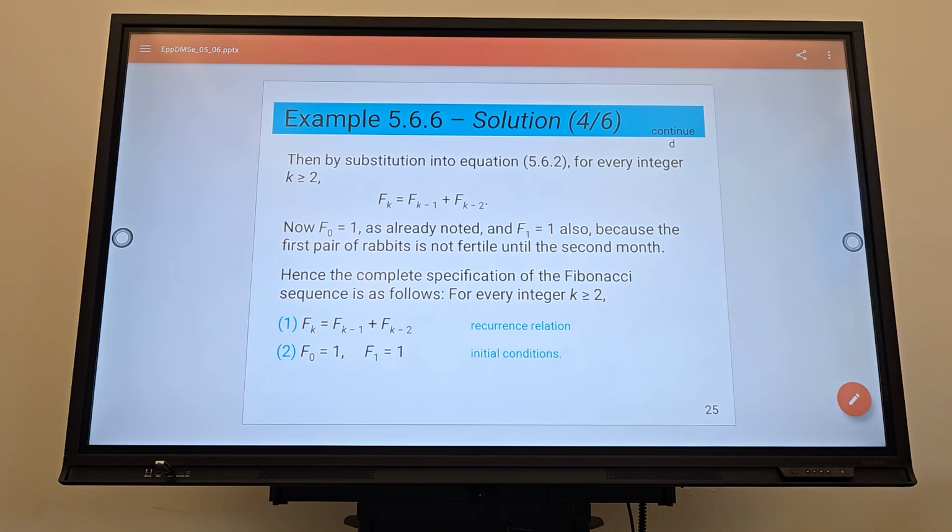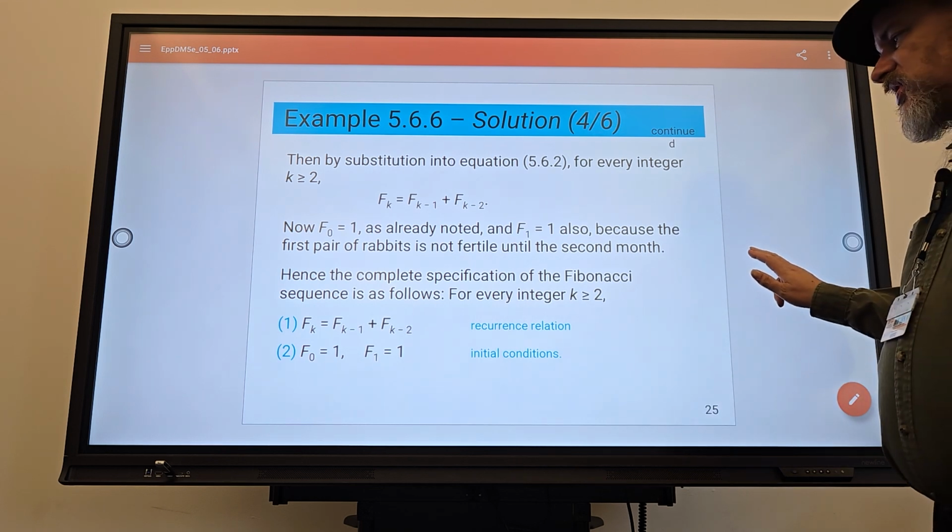Hence, the complete specification for the Fibonacci sequence is as follows. For every integer k greater than or equal to 2, f sub k equals f sub k minus 1 plus f sub k minus 2, where f sub 0 and f sub 1 are equal to 1 as the initial conditions.